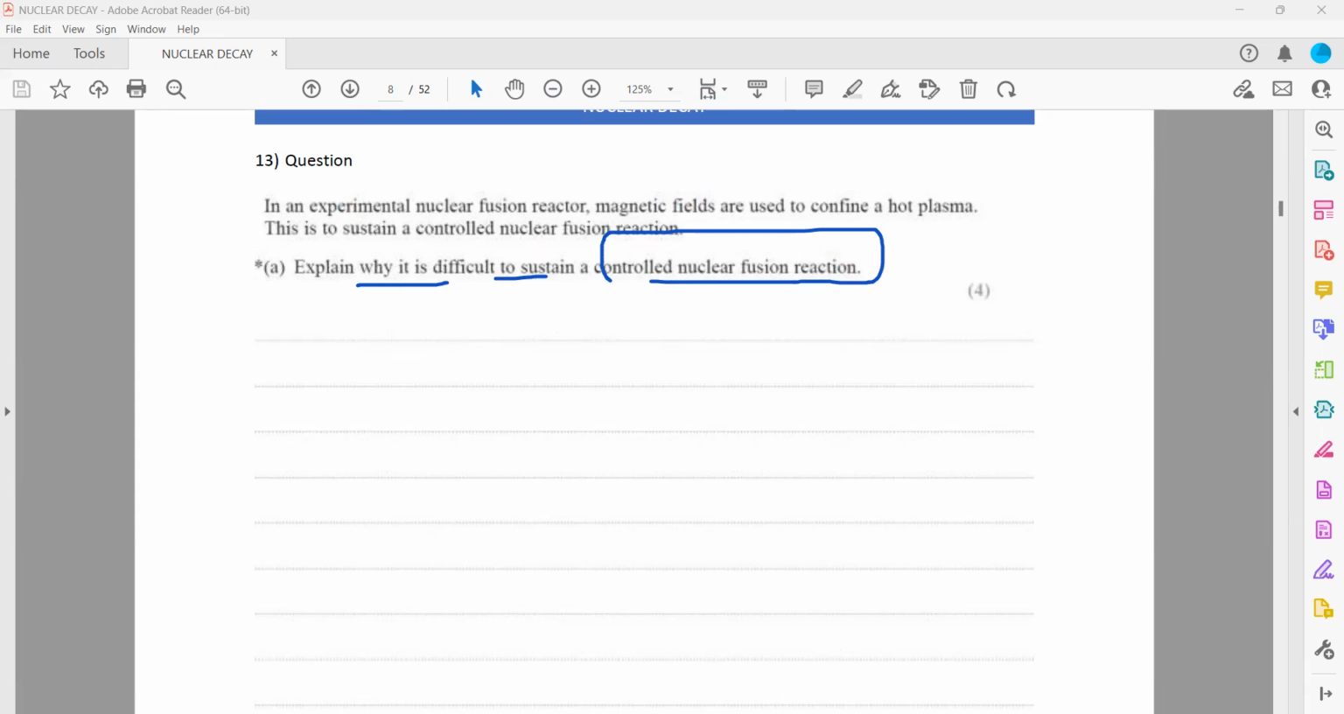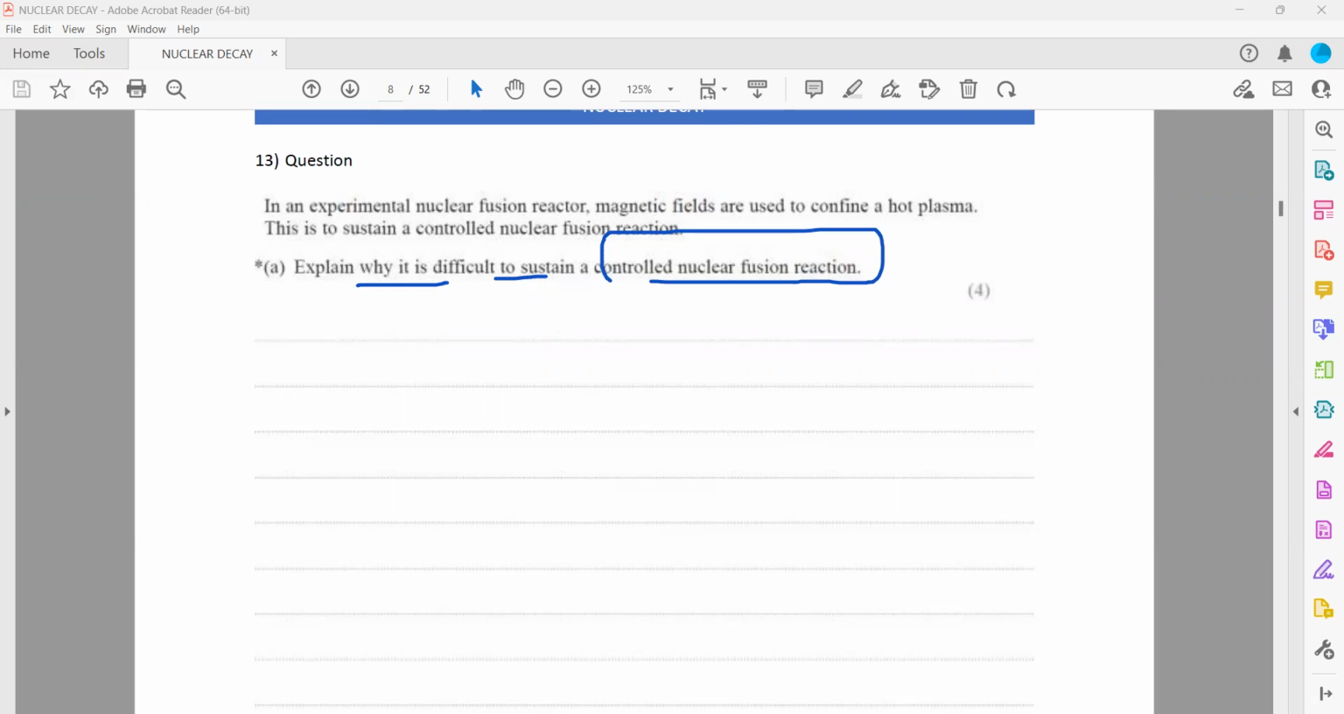Basically, first we need a very high temperature plasma to give enough energy to overcome the electrostatic repulsion. We also need a very high density plasma so that more collisions will happen. And normally, if the plasma or the nuclei touch the container, they lose energy, so the temperature decreases. So for that, we need a very strong magnetic field.